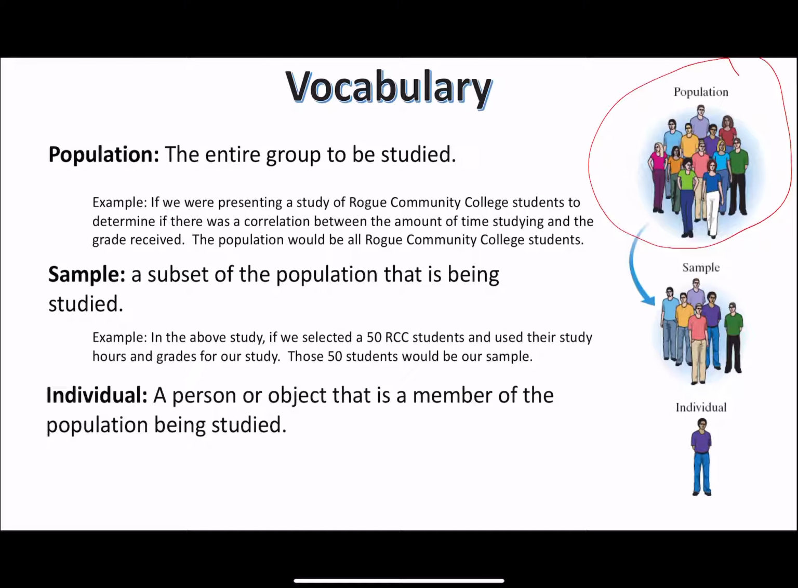So next, individual. It's a person or object that is a member of the population being studied. So one RCC student, that would be an individual. I think that one was pretty self-explanatory.